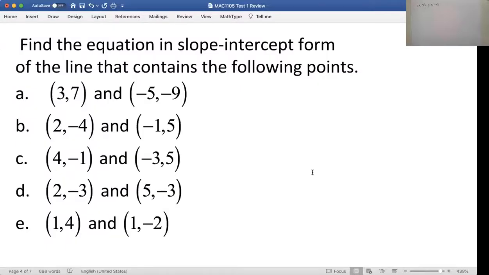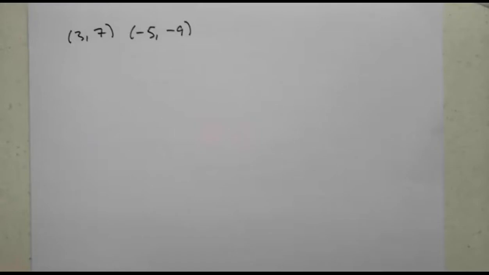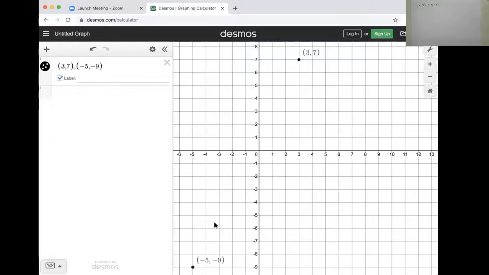So we want to find the equations of lines that contain 2 points. First off, I have (3, 7) and (-5, -9). Let's take a look at those on Desmos. So I've put those in. We have (-5, -9) and (3, 7).